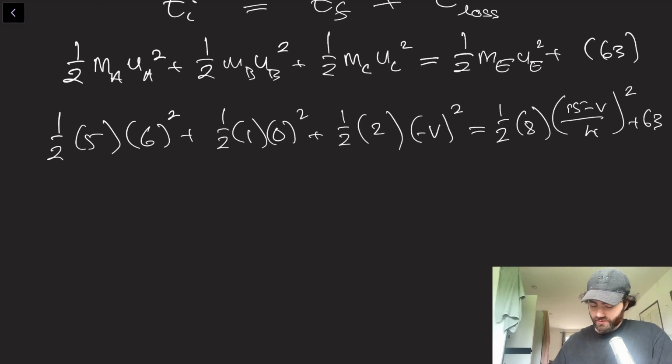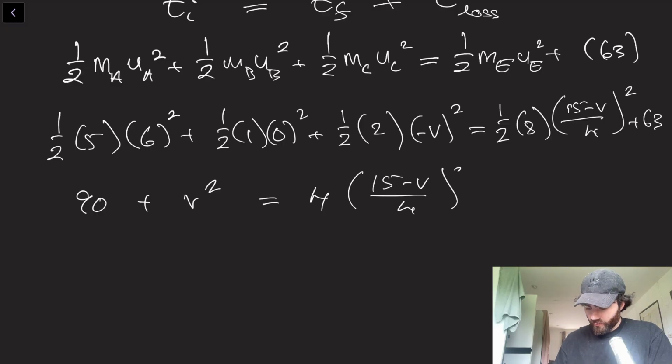Okay, so now let's just simplify this stuff. 6 squared times 5 divided by 2 is 90, plus 0. And then this is plus V squared because negative will just be positive. And then we have here 8 divided by 2 is 4. So we have a 4 of 15 minus V over 4 squared plus 63.